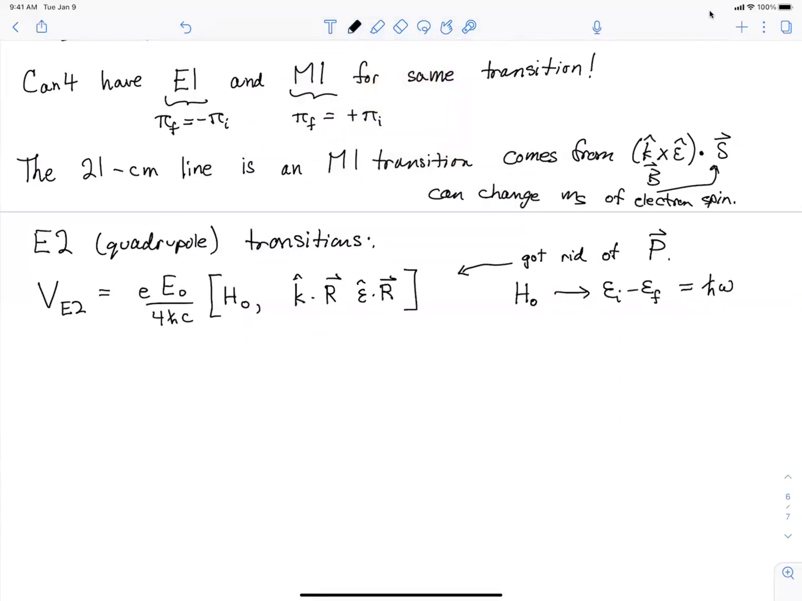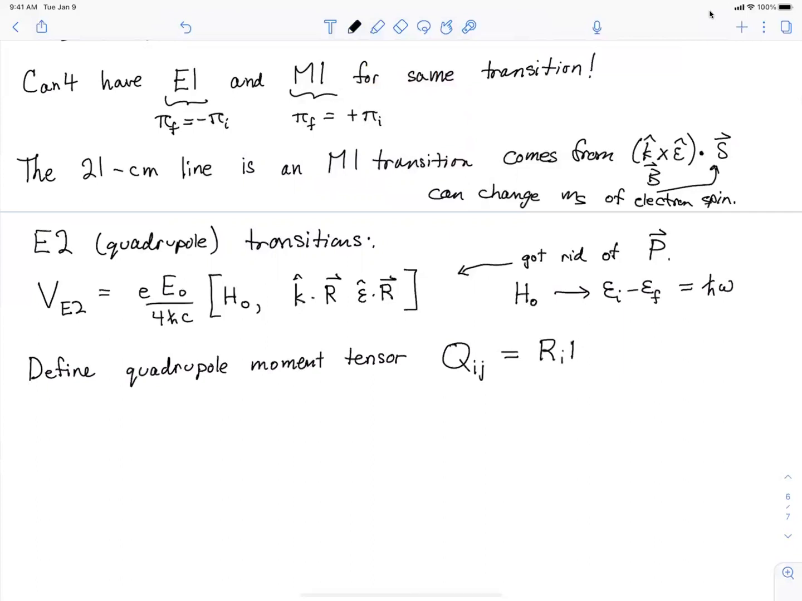And so it's useful when doing this to define, this is how it gets its name, the quadrupole moment tensor, for which I'm going to write the letter Q. It's defined like this. In terms of the position operator, it's R_i R_j minus R squared over 3 delta_ij. This is for i and j equals x, y, and z.